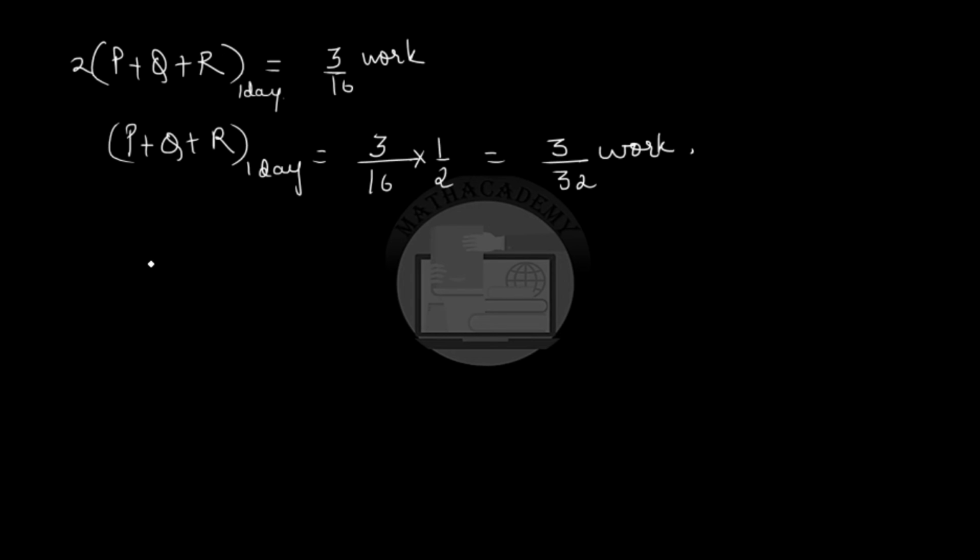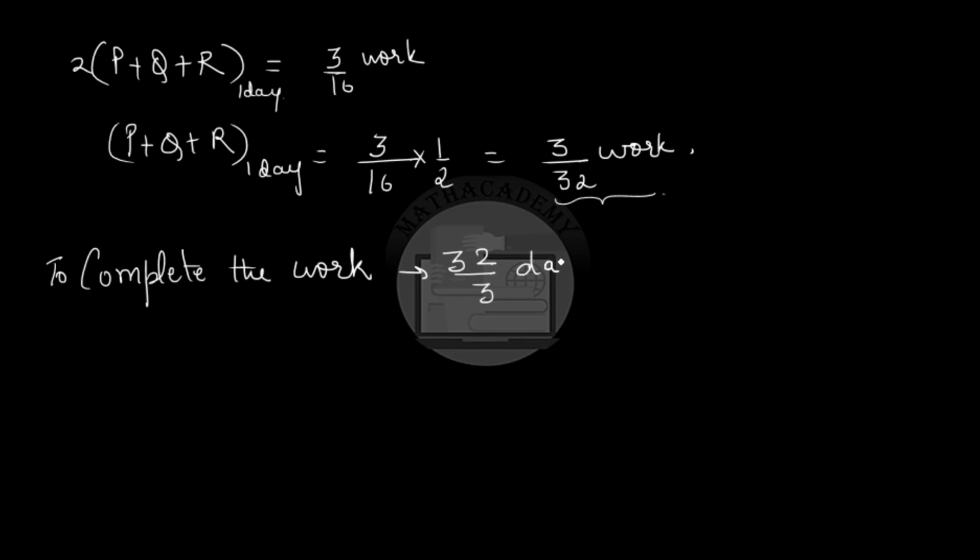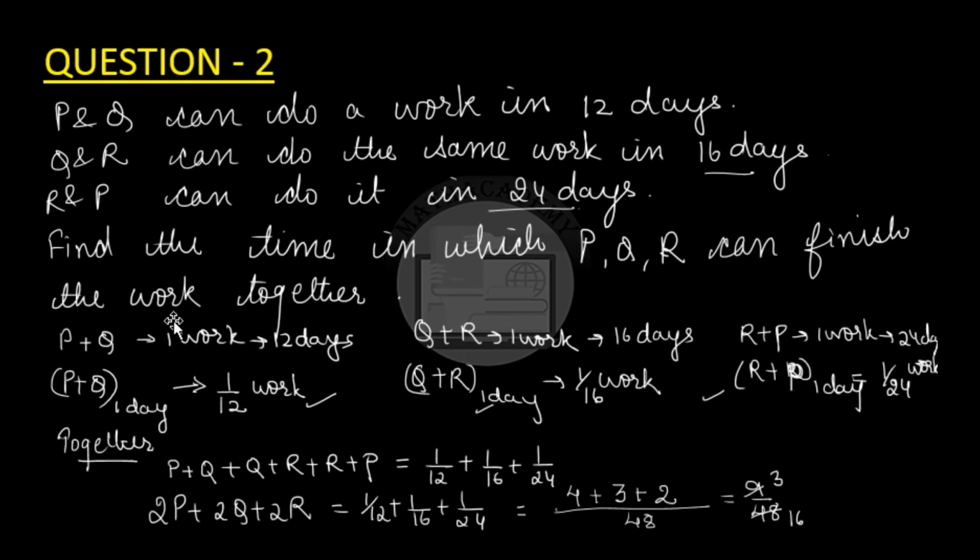And how much time will they take to finish the complete work? Complete the work is one complete work. How do we find it? We reciprocate this. So to complete the work, they will take 32 by 3 days, the reciprocal of 3 by 32, which gives you 10 2 by 3 days. Okay.